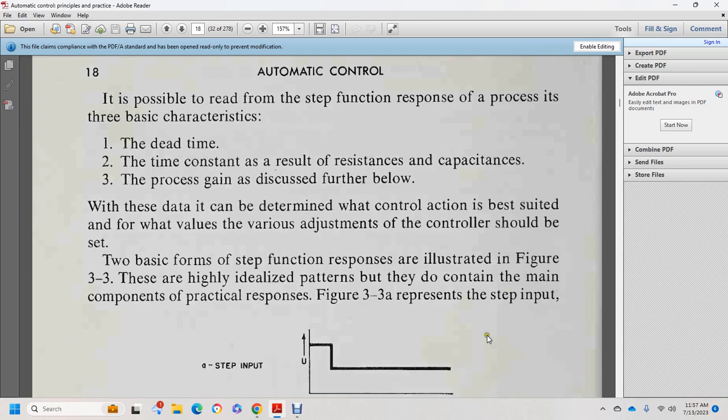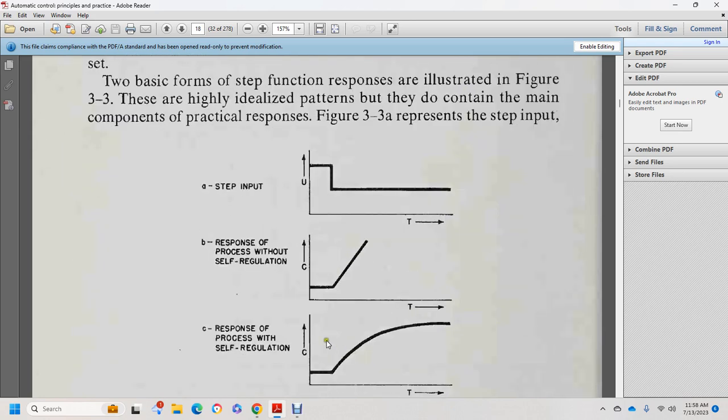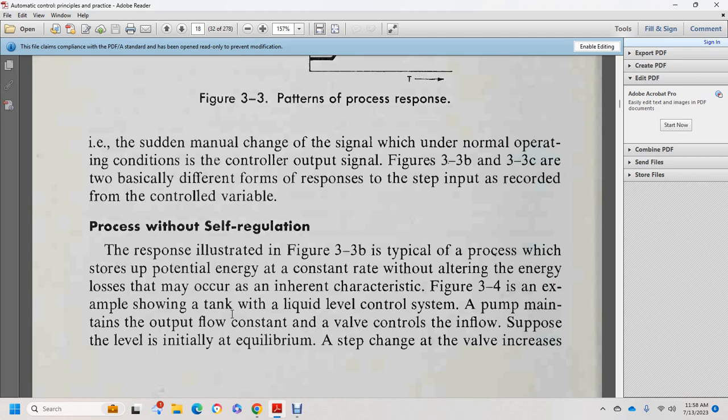Figure 3.3a represents the step input, with process response without self-regulation and process response with self-regulation. Some manual change is made in the signal under normal operating conditions for controlling the output signal. Figures 3.3b and 3.3c are two typically different forms of response to the step input of the controllable variable: process without self-regulation. The response illustrated in Figure 3.3b is a typical process which stores up potential energy at a constant rate, without the energy loss that may occur with inherent characteristics.